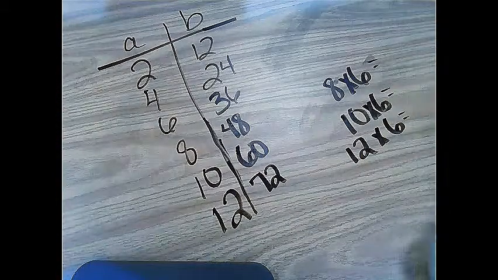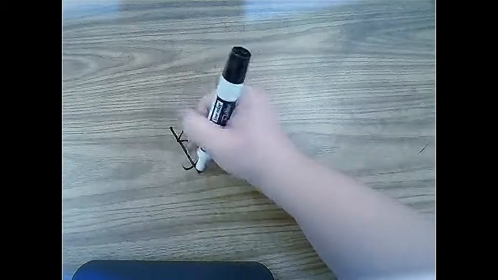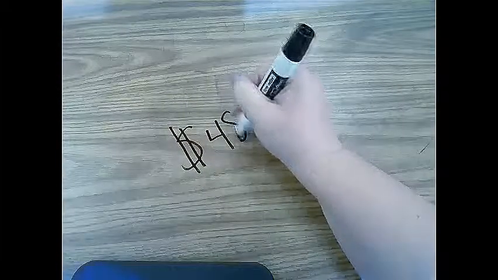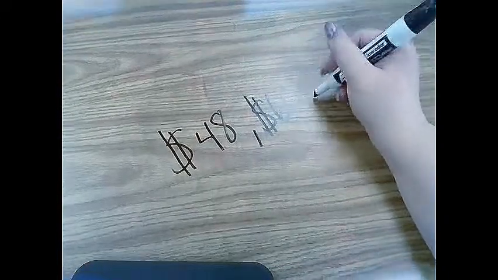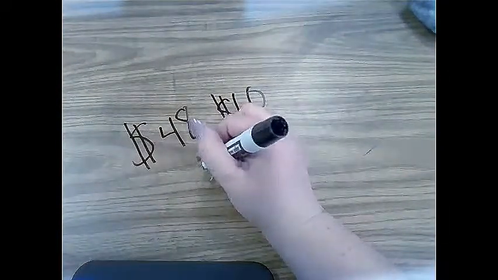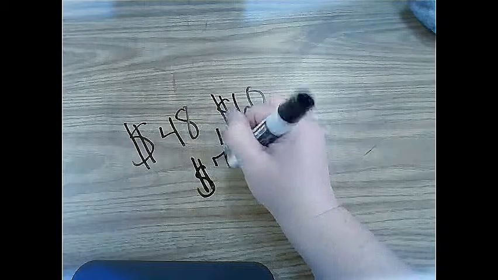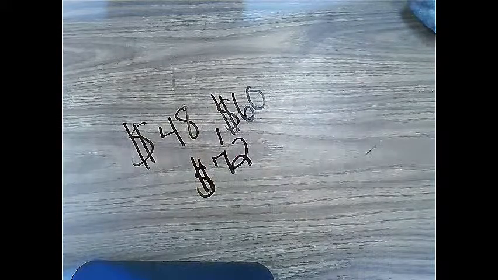When you look back on page 445, you know that 8 times 6 is 48, 10 times 6 is 60, 12 times 6 is 72. So Charles will earn quite a bit of money. He's going to earn $48 for those 8 cars. He's going to earn $60 for those 10 cars. And if he's got the time, good for him, he's going to earn $72 if he washes 12 cars.